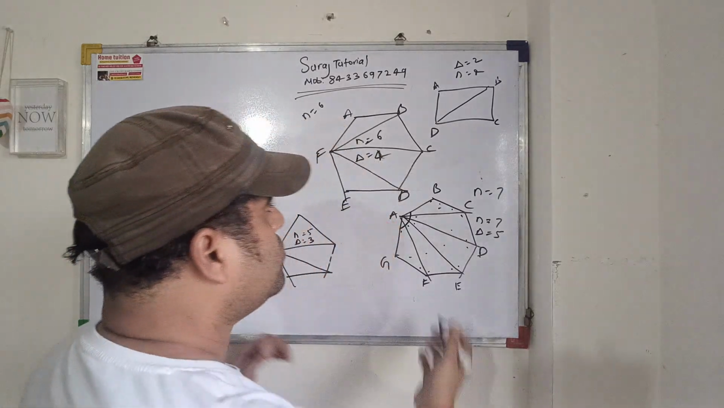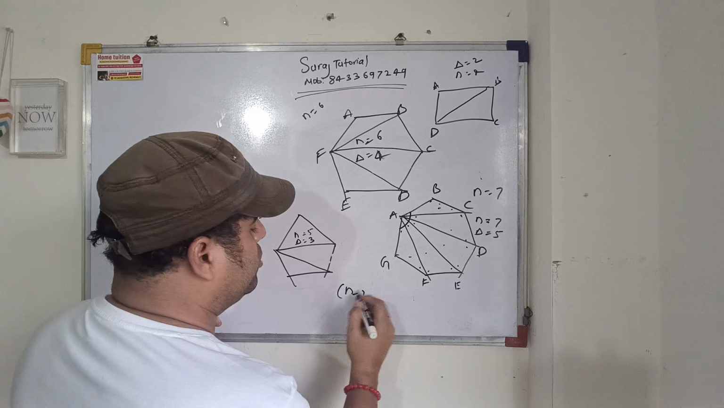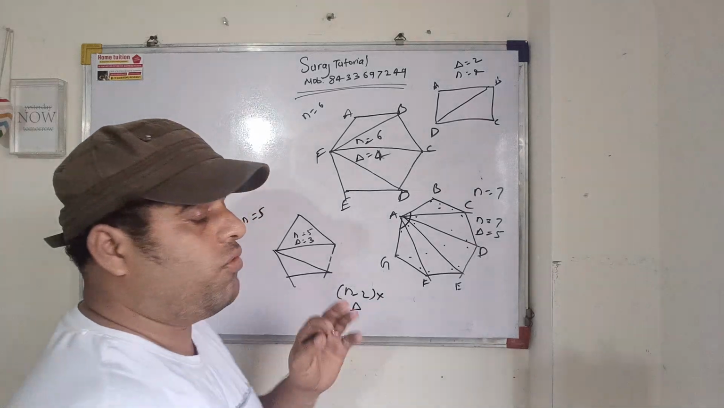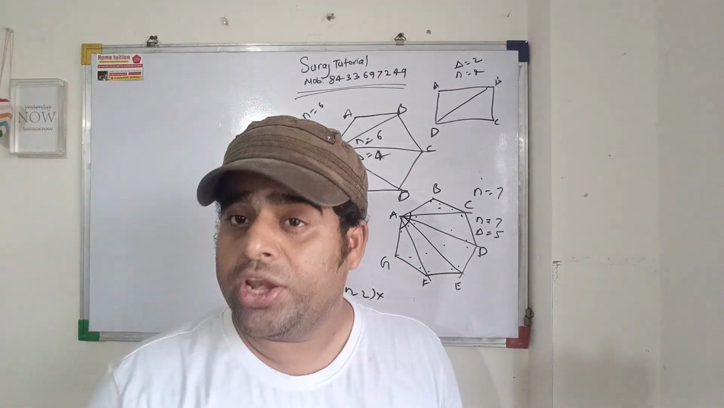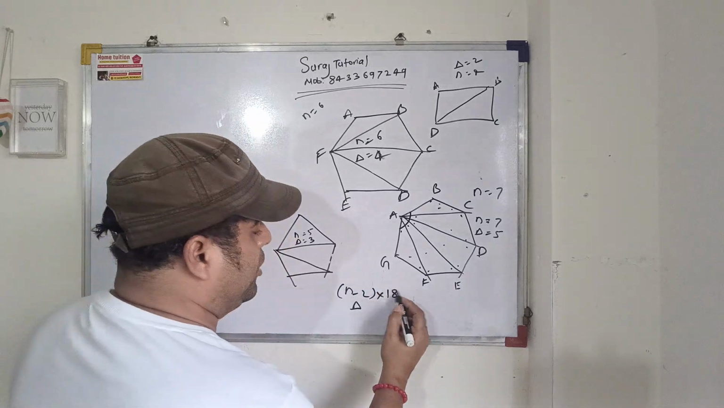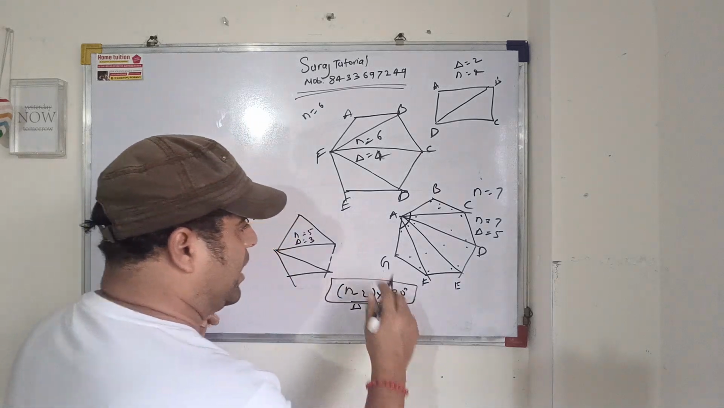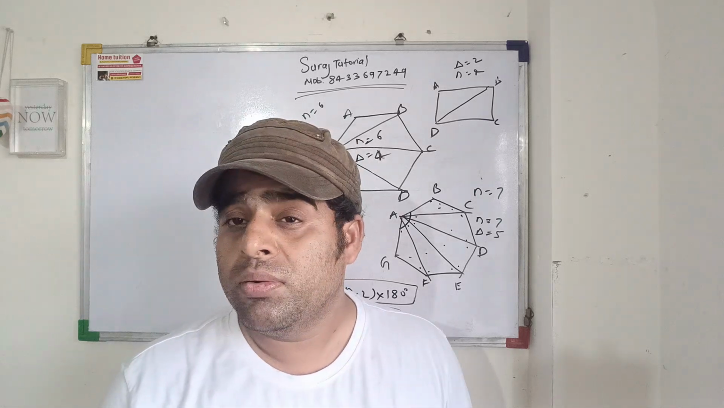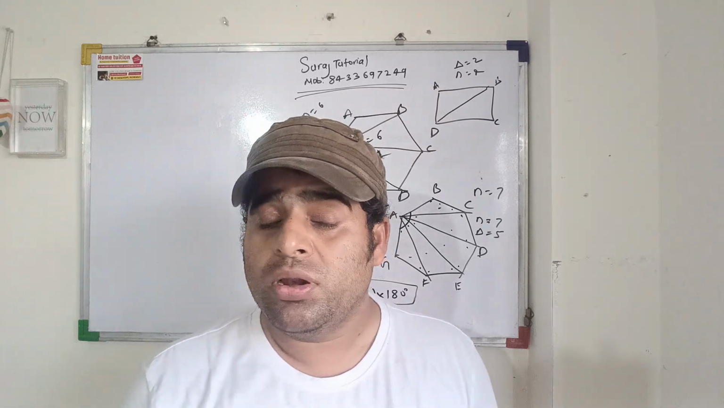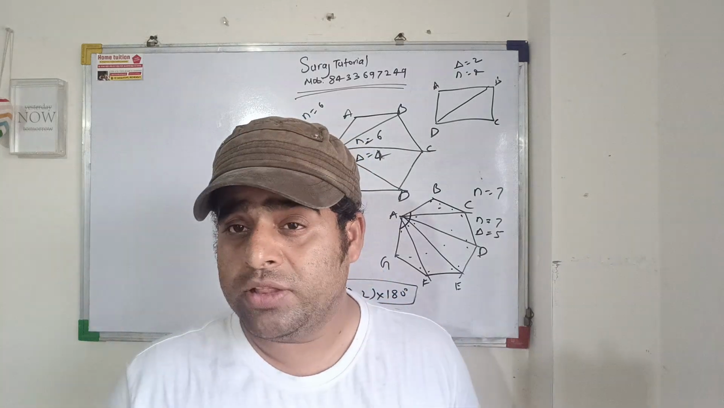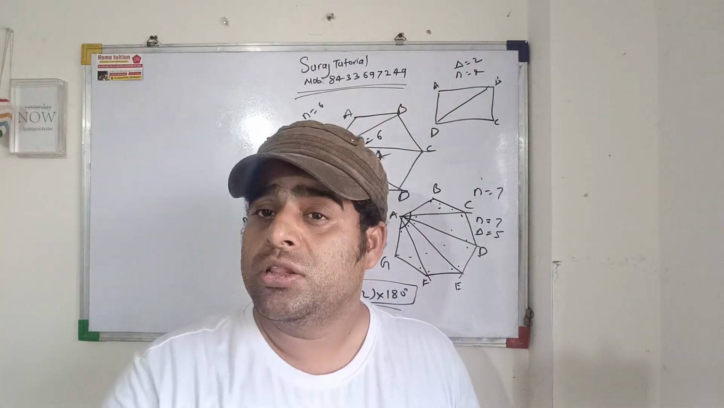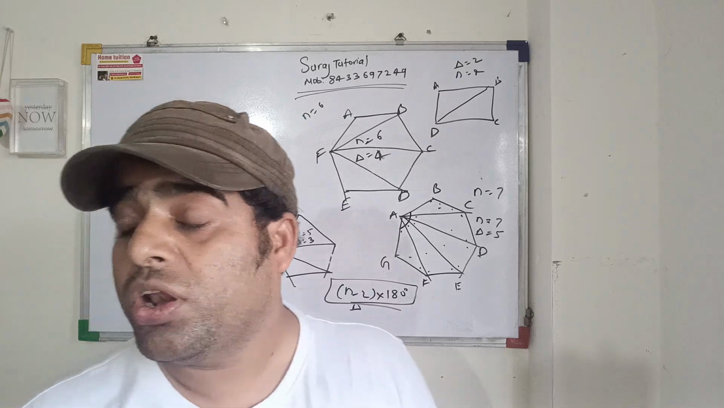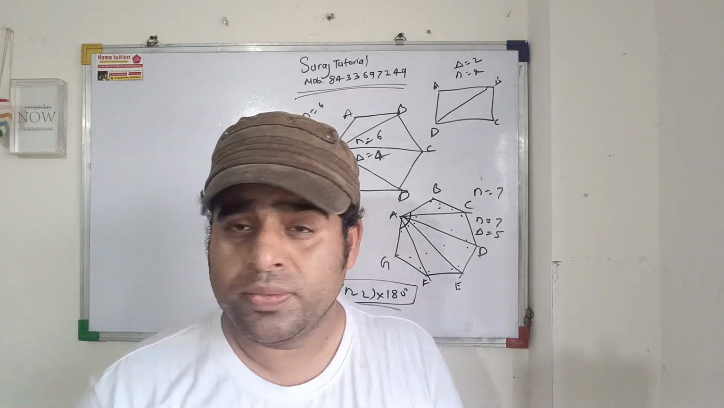This is n minus 2, meaning n minus 2 is the number of triangles, and the sum of all the angles in a triangle is 180 degrees. So you have to multiply by 180 degrees and you will get the sum of all the angles of the polygon. In case the polygon is regular, meaning all the sides are the same length, then you have to divide by n. This is how you get each interior angle of a regular polygon.